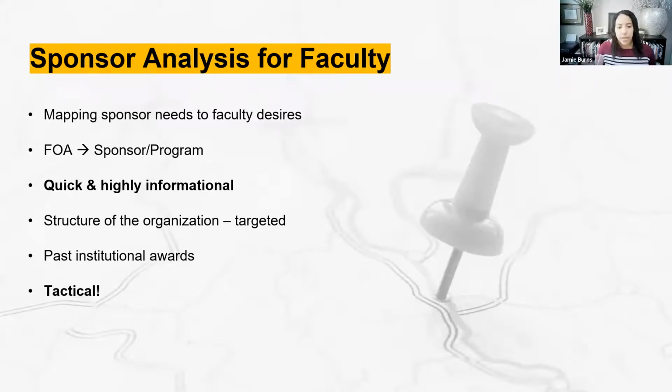And I will say these analyses for faculty are typically pretty quick to do, and they're highly informational. When we did these, we were asked to do a number of one-pagers, and I'll have the examples in a few slides, but those were pretty quick to put together because they were highly informational. They really focused on the structure of the organization, and again, they were very targeted.